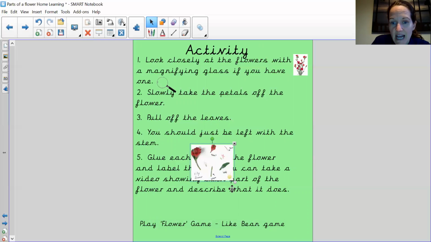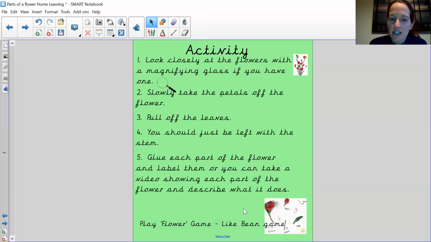And then if you'd like to have a challenge, I would like you to then describe what it does. So I might have petal, and I would write attracts insects. And then I might put my leaf. I might put it collects energy from the sun, or it makes food for the plant. And then you've got your stem. And what does that do?